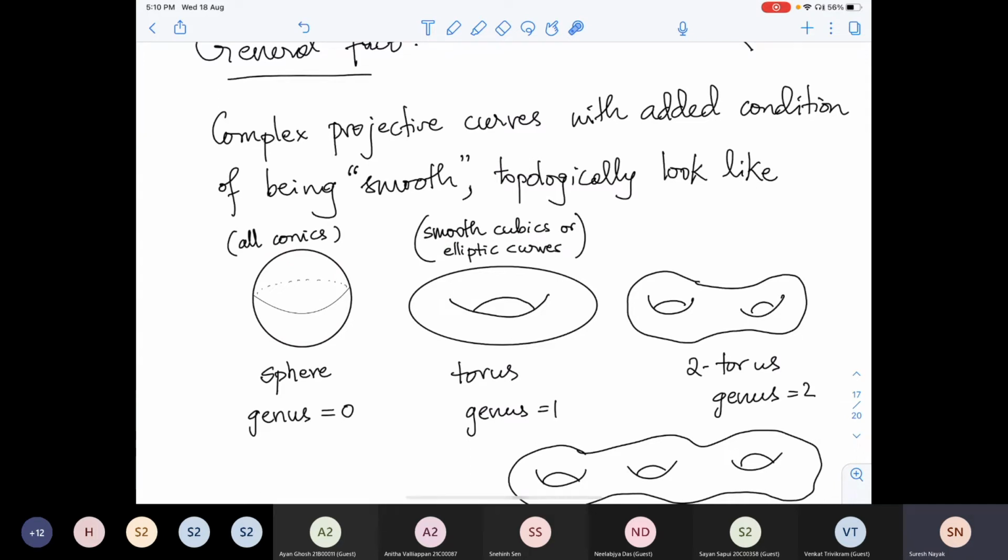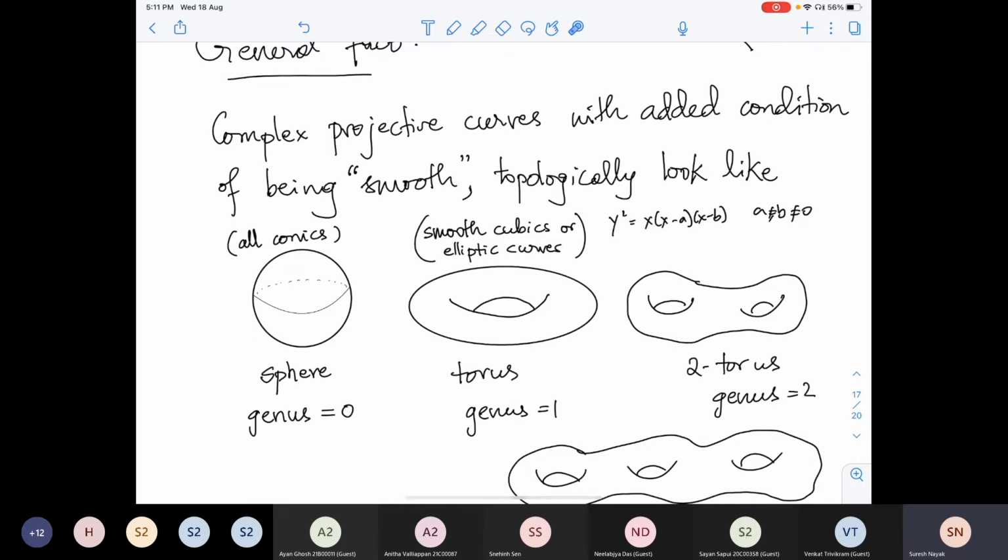Then smooth cubics. I wrote down one such equation, something like y square is equal to x into x minus a into x minus b, where a and b are not 0, a is not equal to b. If you have distinct roots here, then what you get is a smooth cubic, and one can prove that its underlying complex projective curve, after some continuous transformations, looks like the torus. This is your usual donut or medu vada shaped thing. And it's also called an elliptic curve.